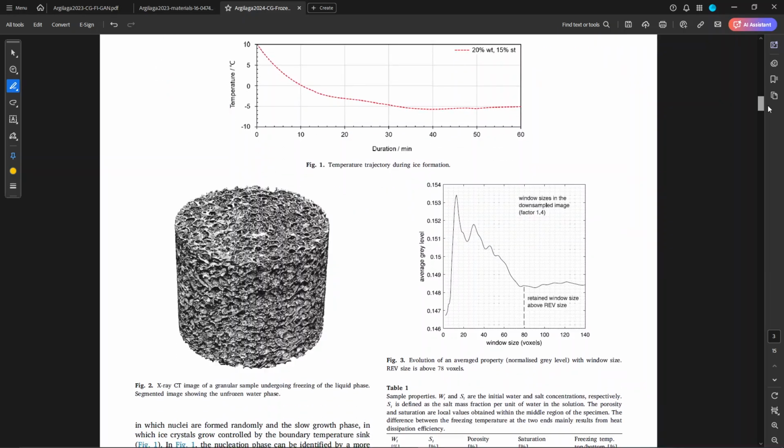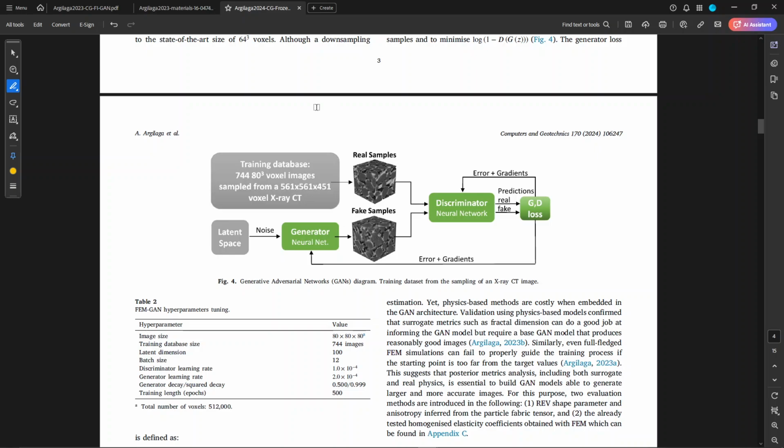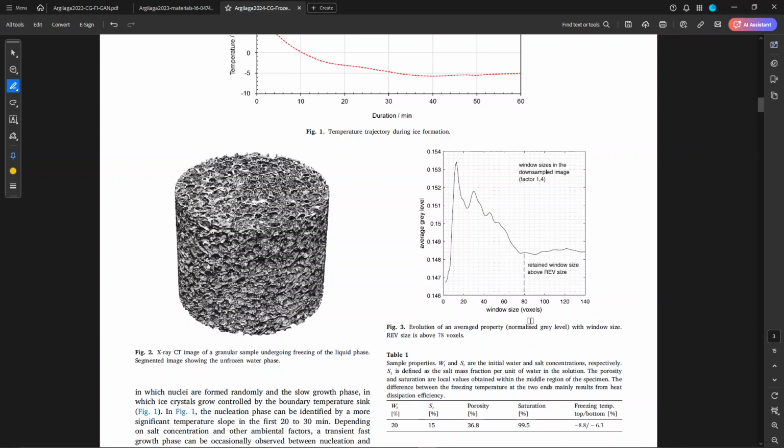So what's the target of this work? The target is to use a generative adversarial network to learn the underlying features of an image that comes from an X-ray CT of a partially saturated sand, and to be able to synthesize images with the highest up-to-date size for this application, which is 80 voxels cubed. By the way, it's the size we need to be able to apply homogenization techniques and to consider that we have an REV size. REV stands for representative elementary volume. You see that for sizes below that, the averaging of the gray level is not constant, but after 80 it's pretty much constant. So that's why this allows us to say this is an REV.